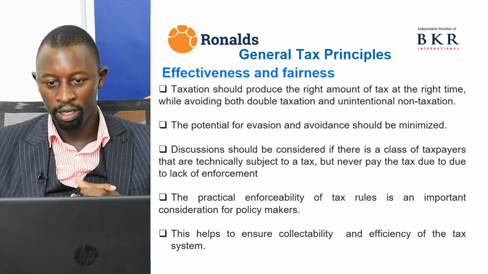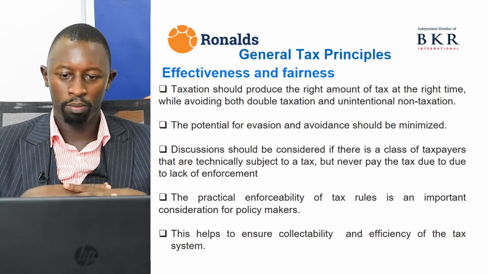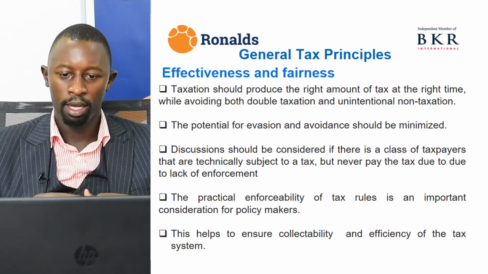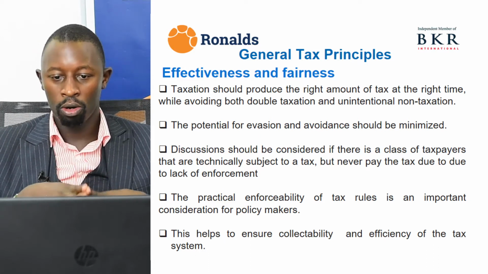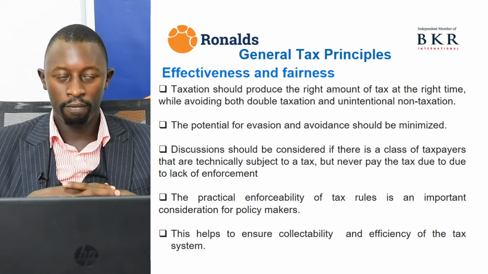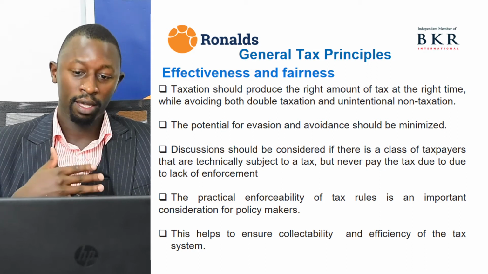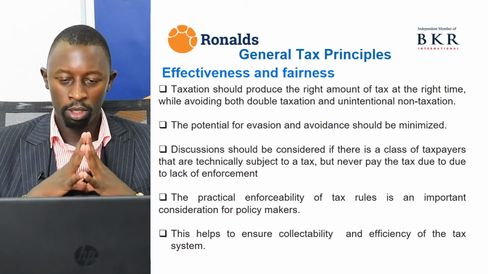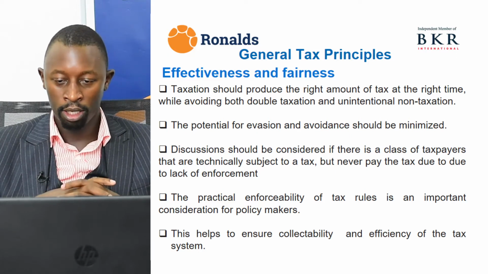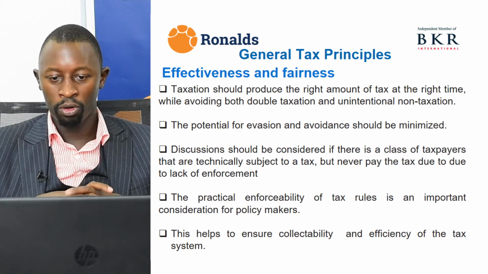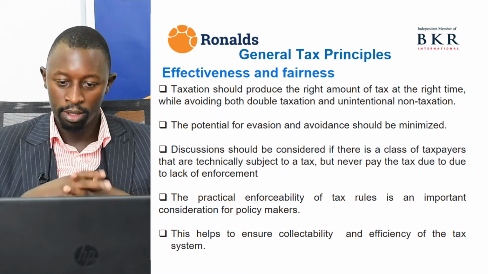The fourth is effectiveness and fairness. So each policy should be able to generate the right amount of taxes at any given time, while avoiding instances of double taxation or unintentional non-taxation. So we should not have a tax policy that ensures that certain people are not paying taxes while others are paying more than they should. So we should have an element of fairness and effectiveness in the policy regulation, so that we don't have double taxation, and we also don't have people not paying taxes where others are actually overpaying.